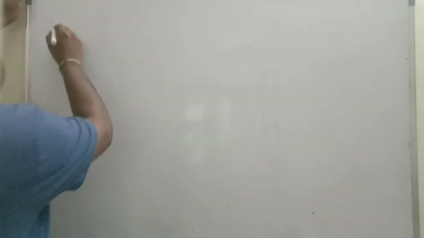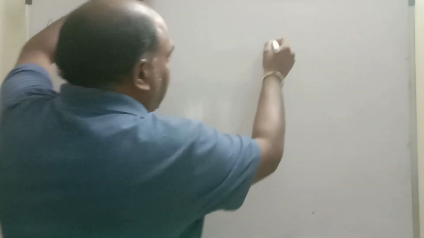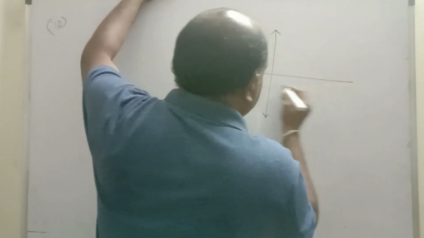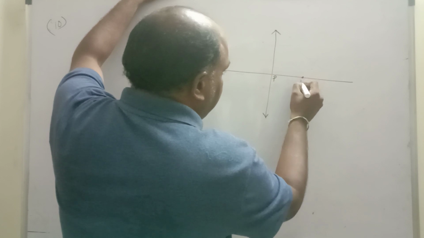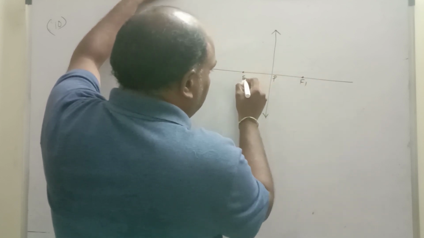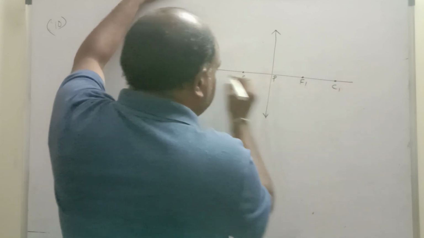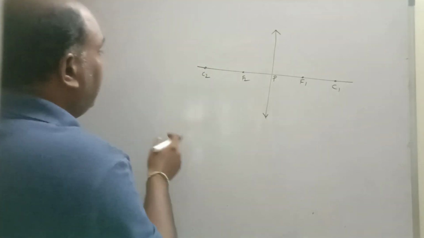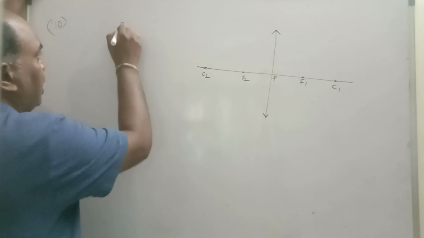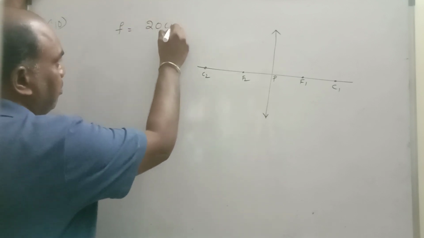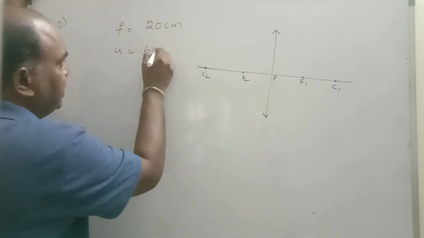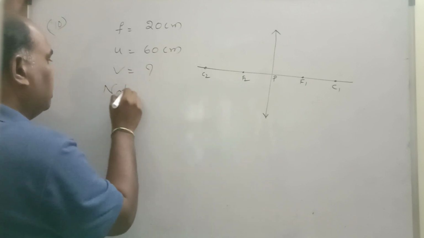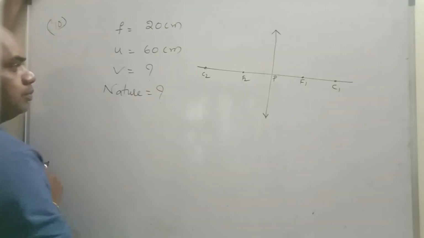Next question, see children, 10th question, very important. I have a convex lens. This is the principal axis. A convex lens consists of two foci, f1 and f2, and two centers of curvature, c1 and c2. And what information is given? Given information is the focal length is 20 centimeter and the object distance is 60 centimeter. Find the image and nature. This we have to find.